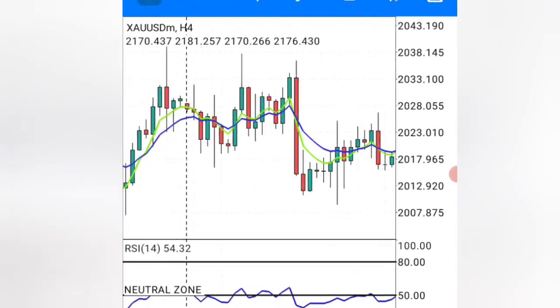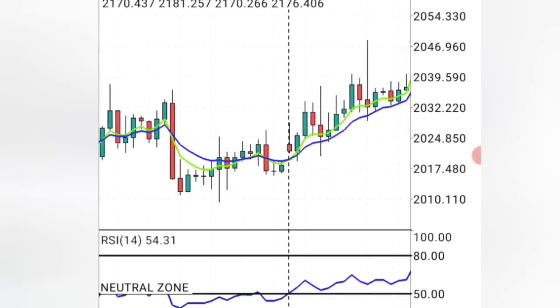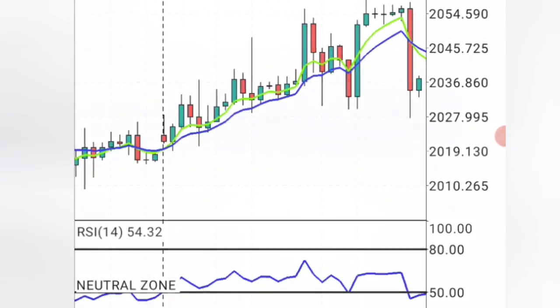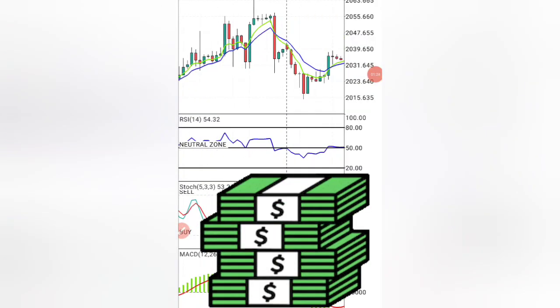That is why today I want to give you this powerful trading strategy so that you can actually start your journey of being a profitable trader.